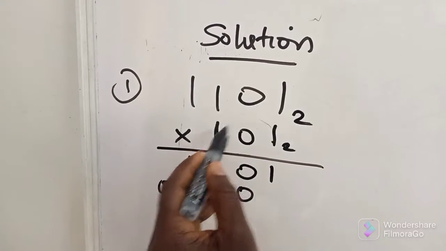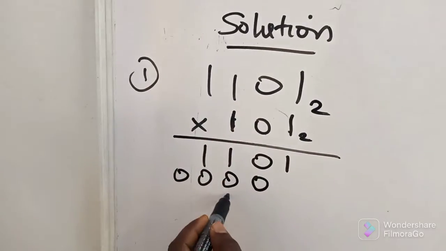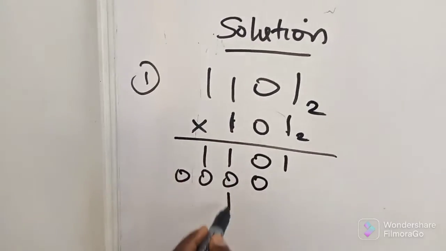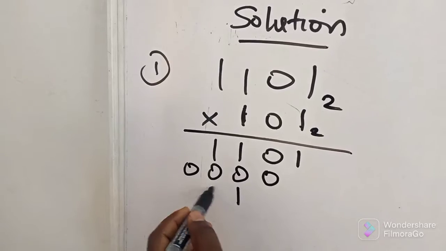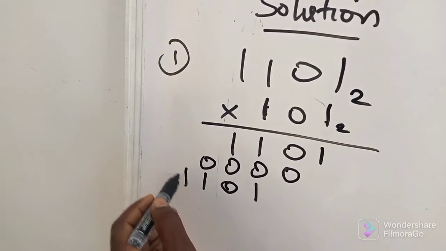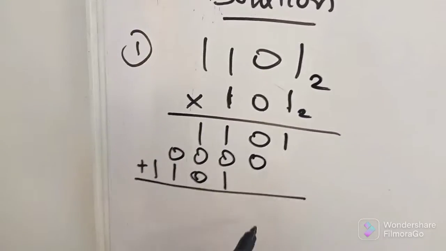Then using this 1 to multiply everything up, 1 times 1 will give me 1. It will be under the third line. 1 times 0 will give me 0, 1, 1. Then we can add everything together.